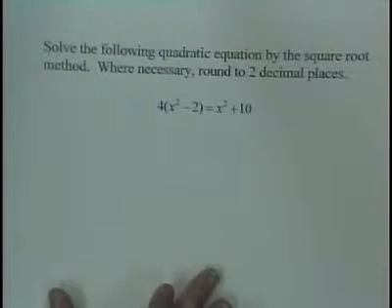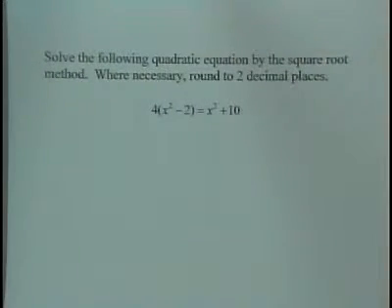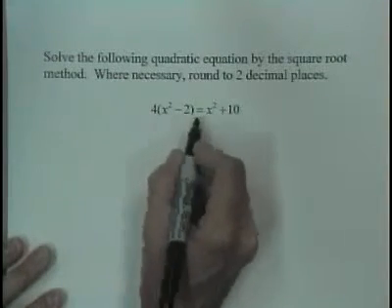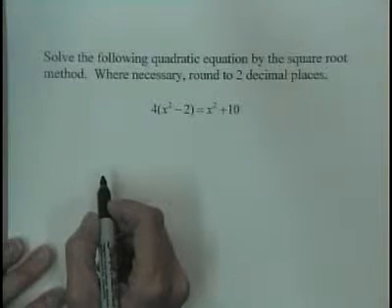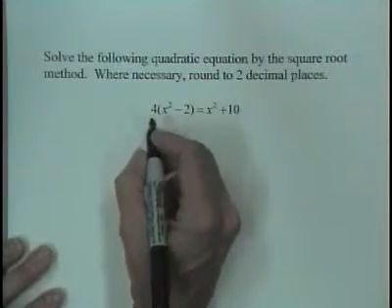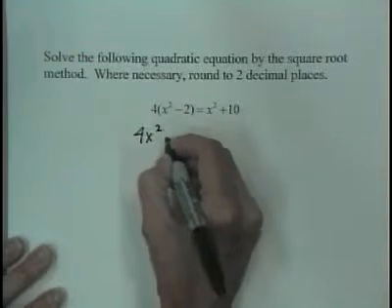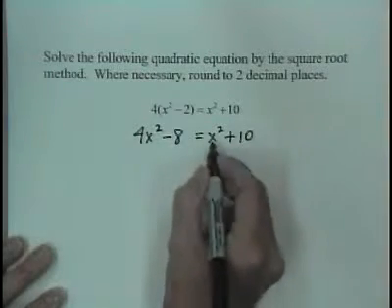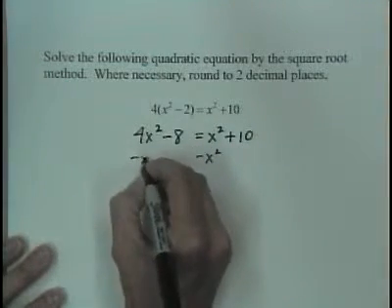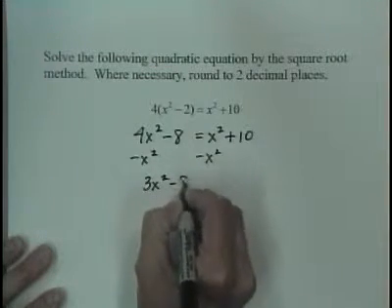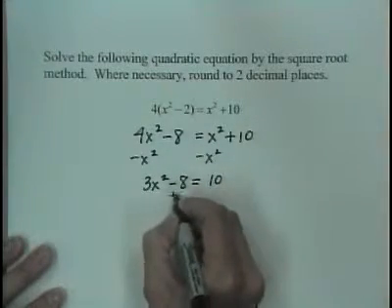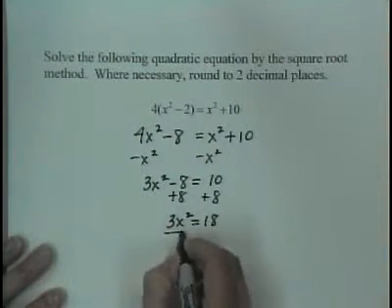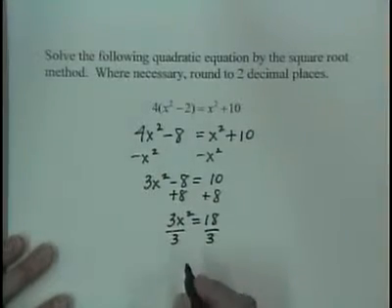Let's solve this quadratic equation by the square root method, and if necessary, we'll round. In this equation, we need to isolate x squared on one side, but that's also going to require combining some like terms. Let's start by distributing on the left to get 4x squared minus 8 equals x squared plus 10. And then I'll subtract x squared from each side to get 3x squared minus 8 equals 10. Then add 8 to get 3x squared is 18. And divide by 3 to get x squared is 6.